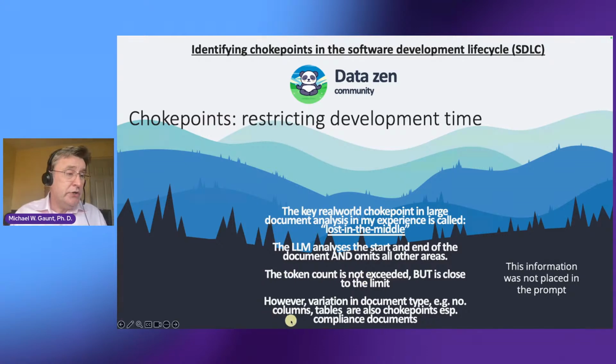Now, there is a second choke point, and that's a variation in the document types. Some legal compliance documents have multiple columns. Some rely very heavily on tables, especially compliance documents, and that's a major problem. It's a major choke point in dealing with legal compliance documents. And just to note, none of this information was placed in the prompt.